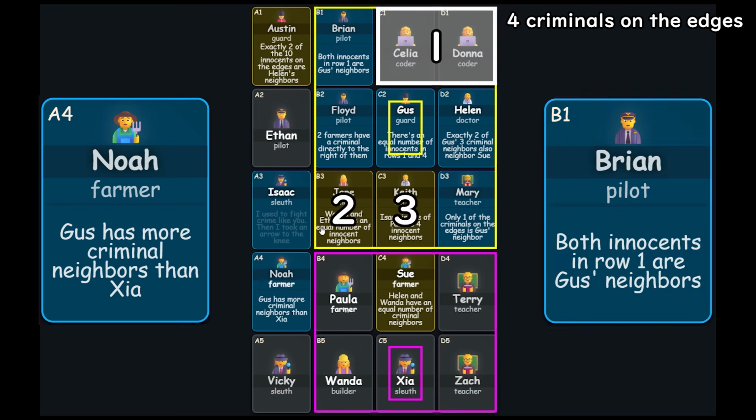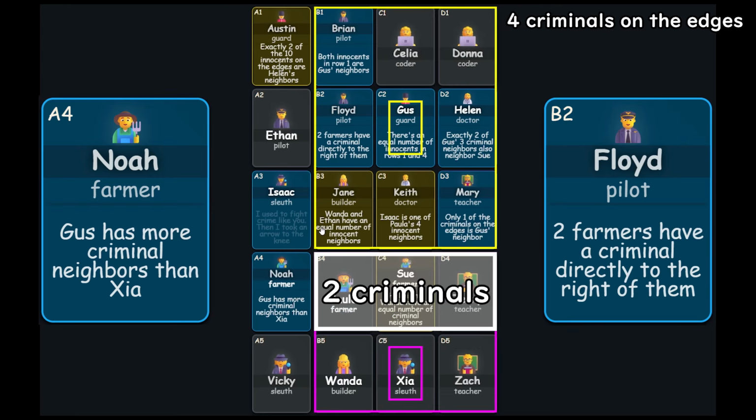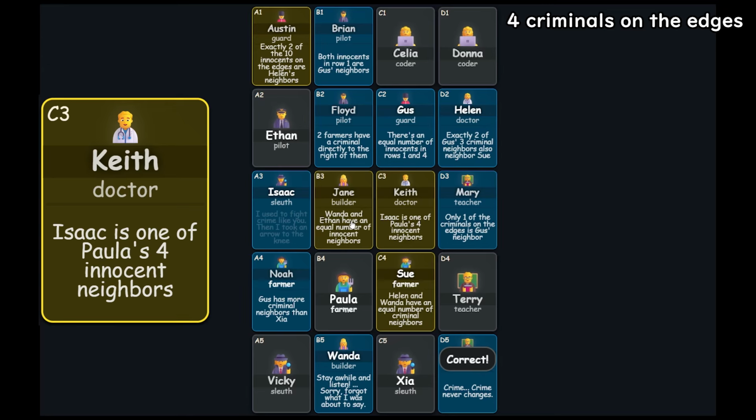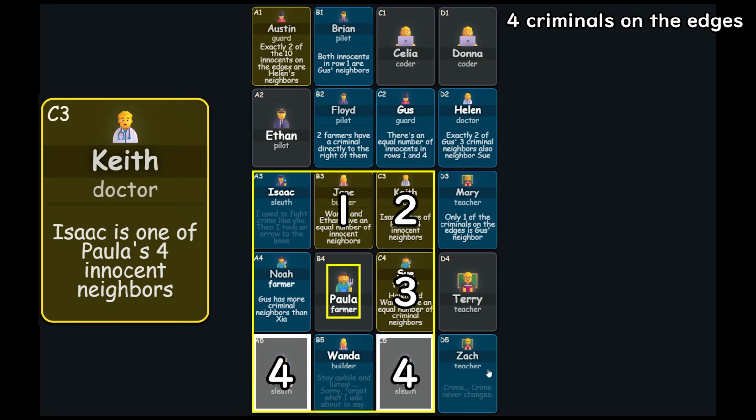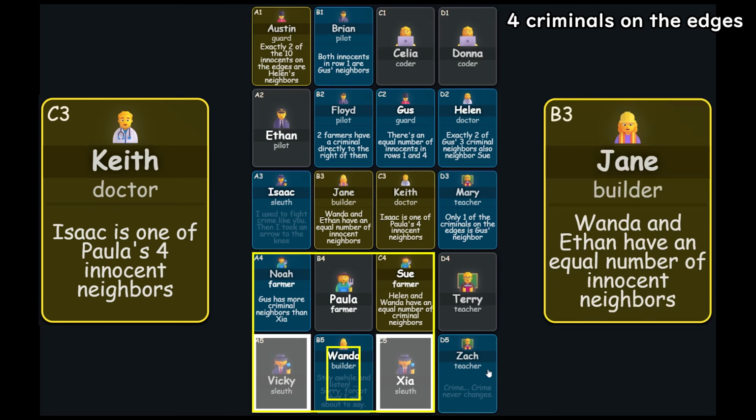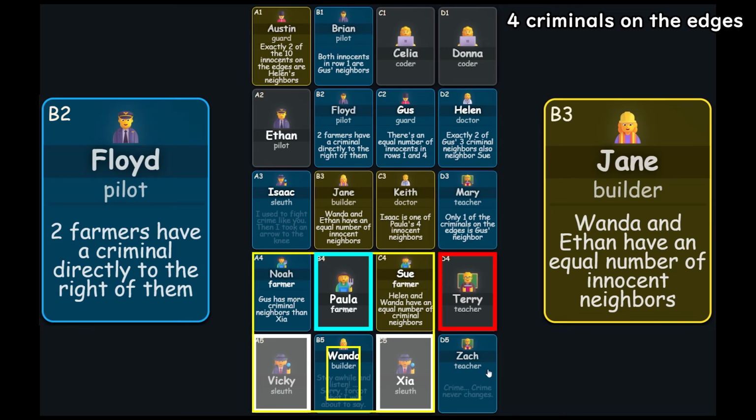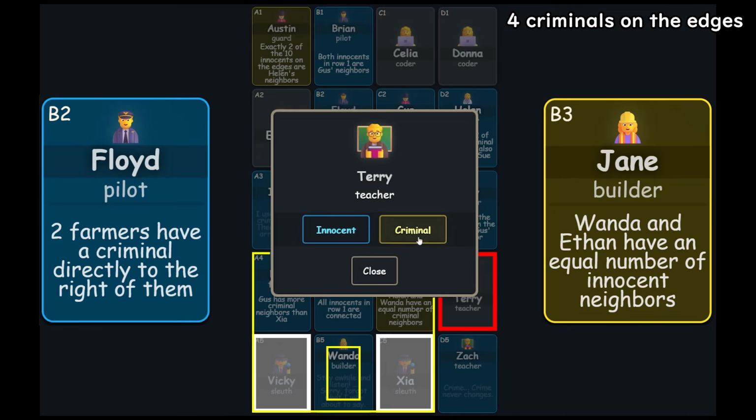Gus has 3 criminal neighbors, so Sha must have 2 or less. Since there are already 2 criminals among these 3, all the remaining neighbors of Xia must be innocent. Mark Wanda and Zach as innocent. Now we know either Vicky or Xia must be a criminal, since Paula must have 4 criminal neighbors. Remember that Wanda must have 2 criminal neighbors, and we know where both of them are. Mark Paula as innocent and Terry as a criminal.